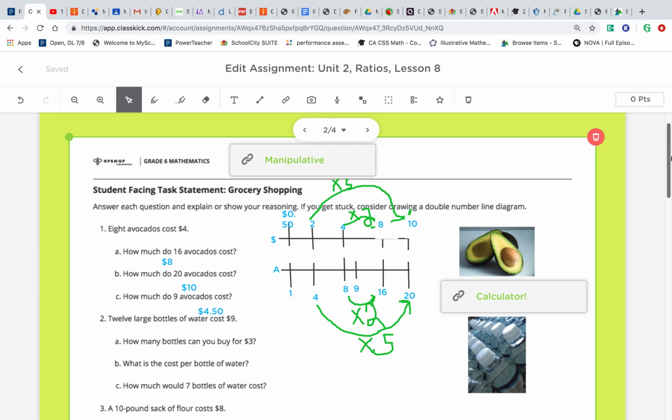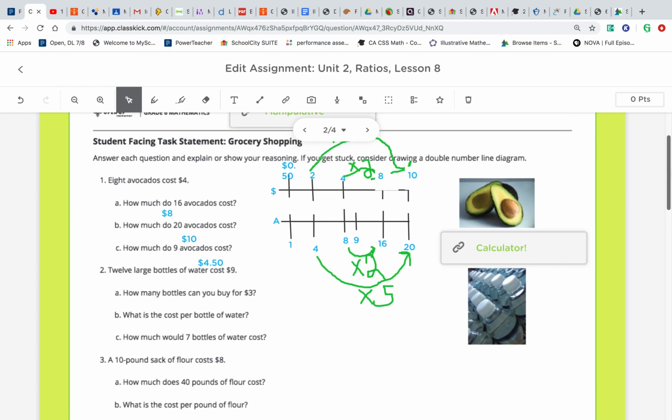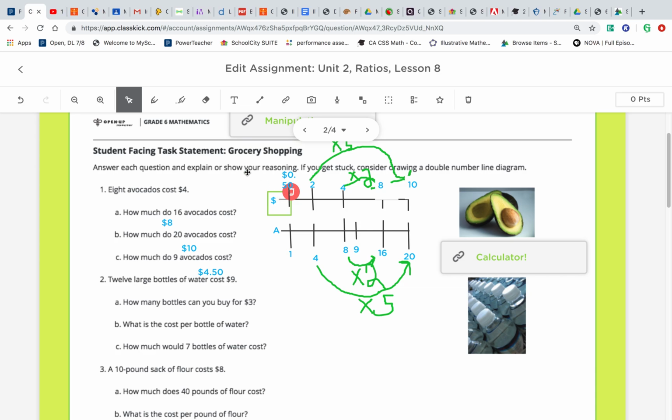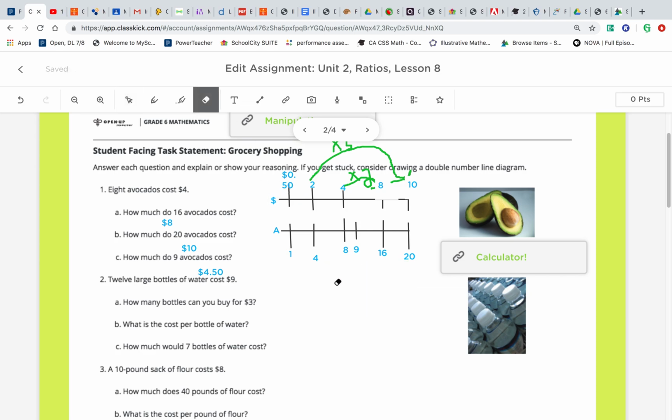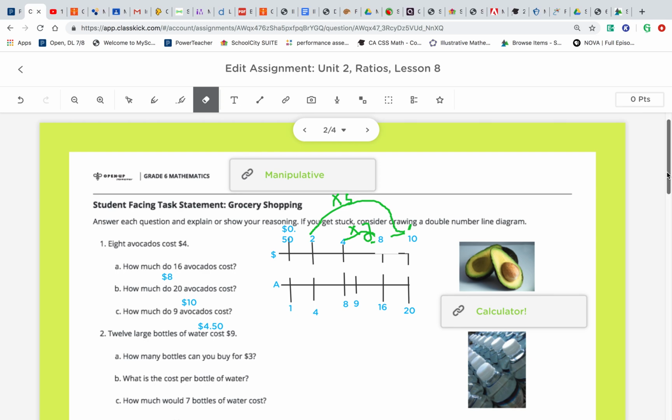All right, so you can see here we have more activities that can involve the double number line. I'm going to go ahead and erase some of this so we have some space to work with to make a new double number line. And I should mention as well that if you're having a difficult time using the tools here for the double number line, there is a manipulative available, and we'll click on that now and I'll show you.